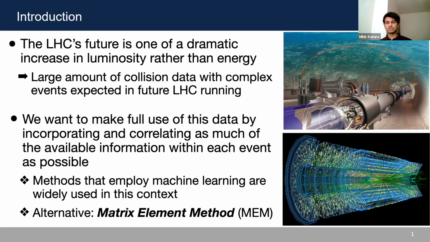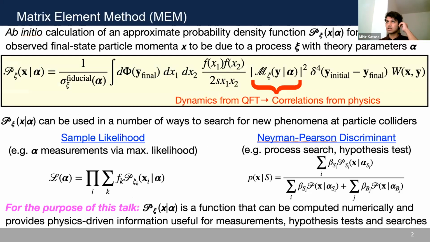An alternative to those is the matrix element method. So the matrix element method, as is shown here, is the ab initio calculation of an approximate probability density function for an event which has an observed final state particle momenta x with a process xi with the theory parameters of alpha. And this is what the actual calculation of the probability density function looks like. As you can see, it's a high dimensional integral, which is difficult to compute because it's very peaky.